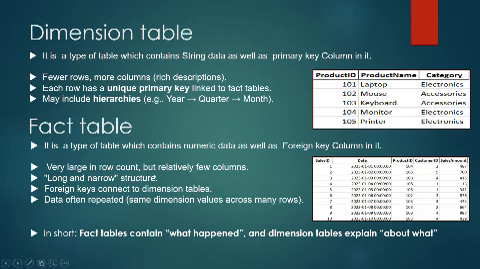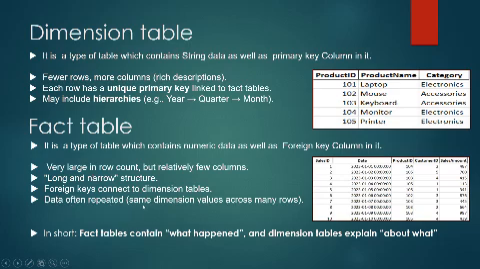What are the characteristics? Very large in row count, but relatively few columns. Rows are in a higher number, but columns are in a lower number. That means it's long and narrow in structure. The foreign key is connected to the dimension tables, as we discussed. This is a foreign key here, and it is connected to the dimension table primary key.